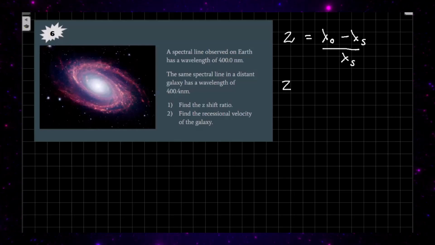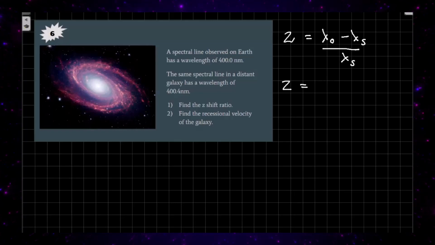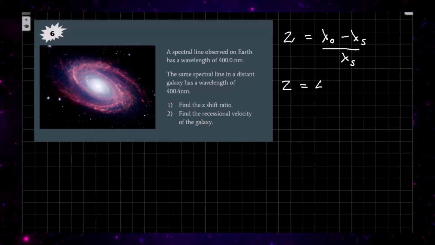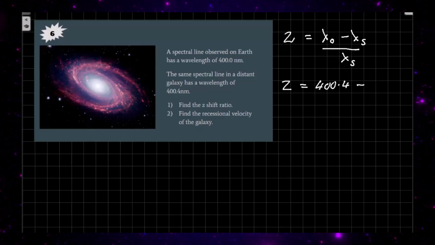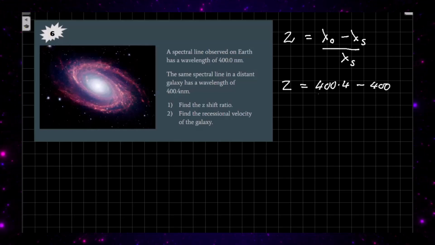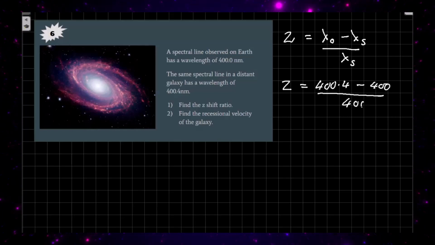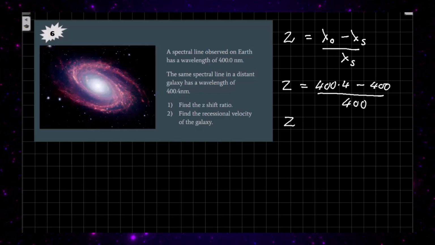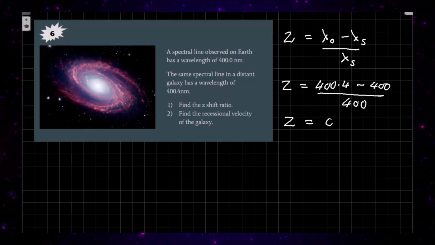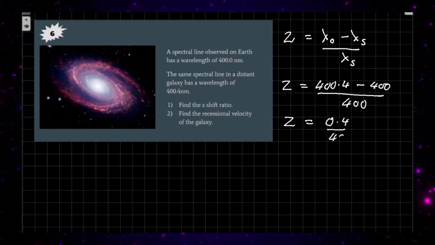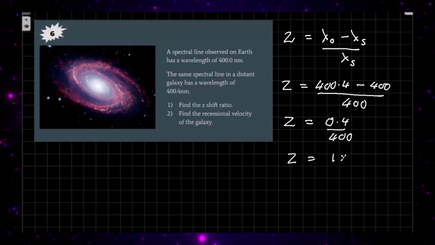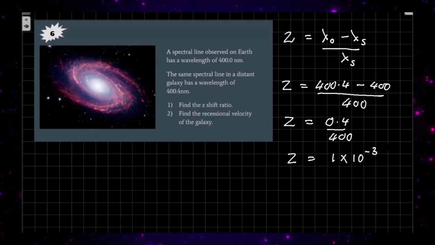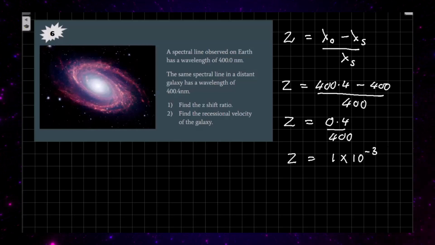So we can plug the numbers in and we have Z equals the observed wavelength, the one in the galaxy, is 400.4 nanometers. We'll leave the nanometer sign out for the moment. Take away 400 nanometers and we have to divide that by 400 nanometers again. So the Z shift becomes equal to 0.4 over 400. And that works out to be the following: 1 times 10 to the minus 3. Now notice there's no units involved because the Z shift ratio is a ratio, and a ratio has no units.